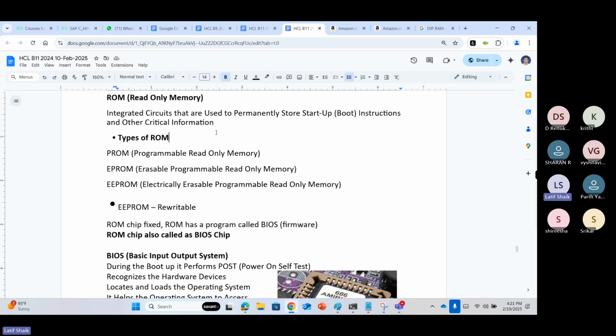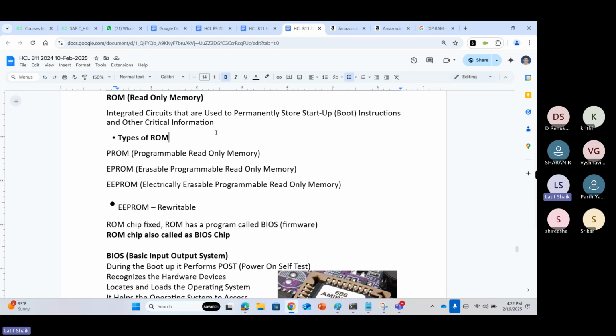You can write a program, and if you want to change it, add something new, or remove something, you can change what is written inside using some emulators. That is the EEPROM chip. EEPROM chips are rewritable. And currently we are using the EEPROM chip as our ROM chip.